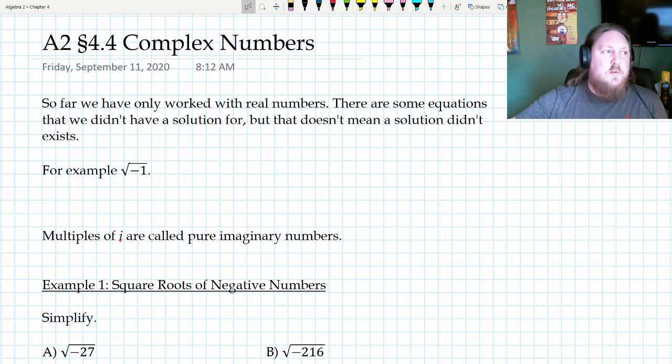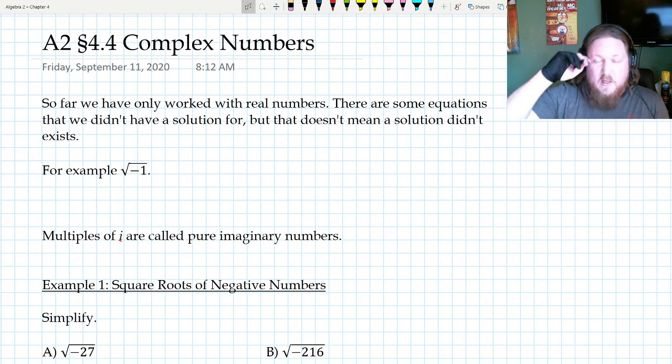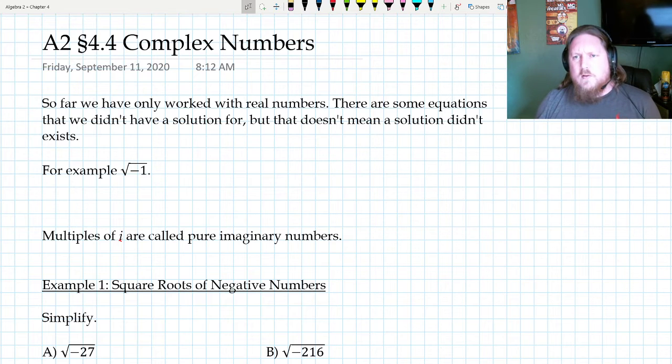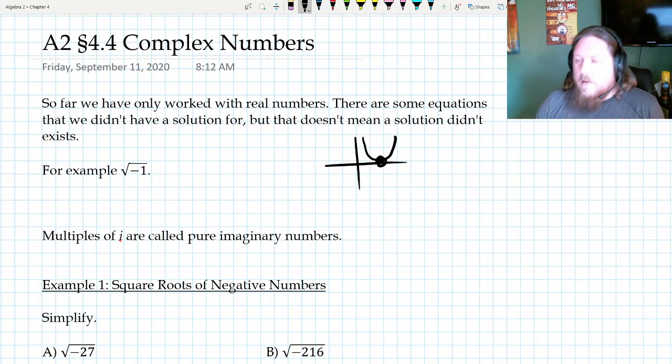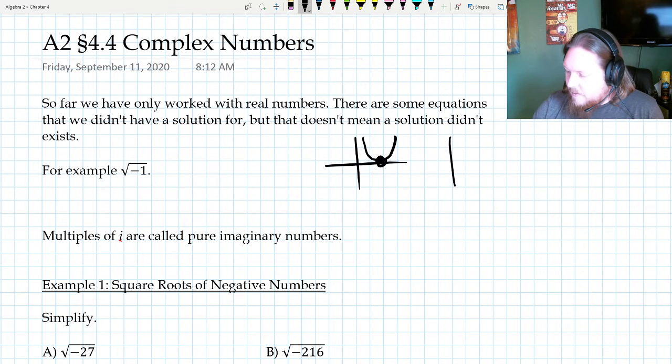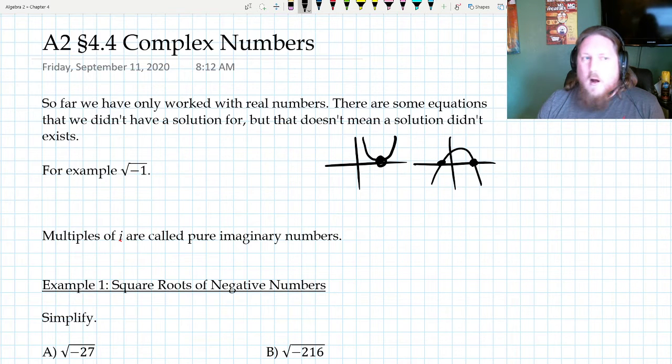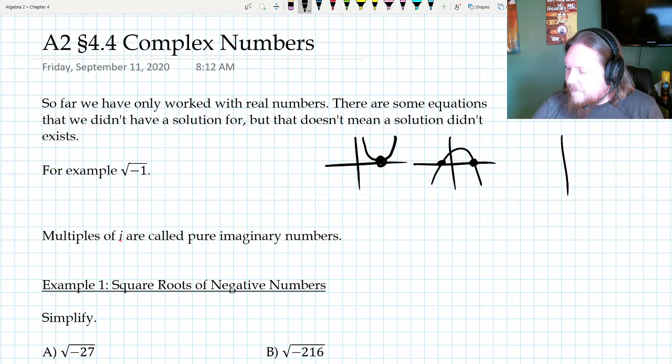Algebra 2, Chapter 4, Section 4, Complex Numbers. Now, so far we've only worked with real numbers when we're trying to find solutions to quadratics. And if you remember graphically, what that meant was your quadratic could hit the axis in exactly one spot. Maybe the quadratic hit it in two spots. But there was also the scenario of the quadratic never hitting the graph at all.